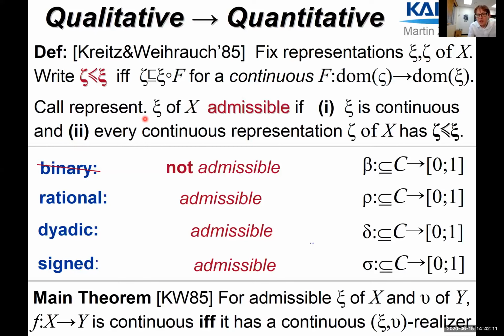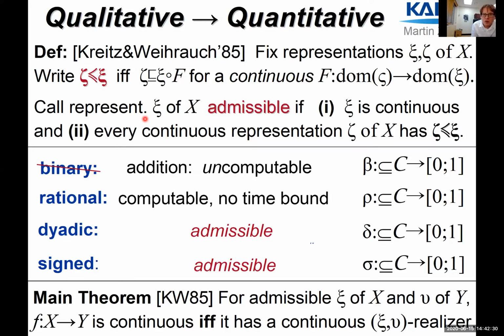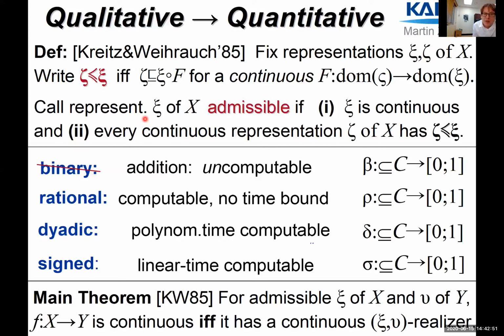What we aim for is a kind of rule that excludes not only the binary representation, where, for instance, addition, although Lipschitz continuous, does not have a continuous realizer and is uncomputable. Addition is computable, it has a continuous realizer with respect to the rational representation, because that's admissible. But what we actually can prove is that the dyadic representation admits a polynomial time computable realizer of addition, and the signed digit representation even a linear time computable realizer, as you recall.